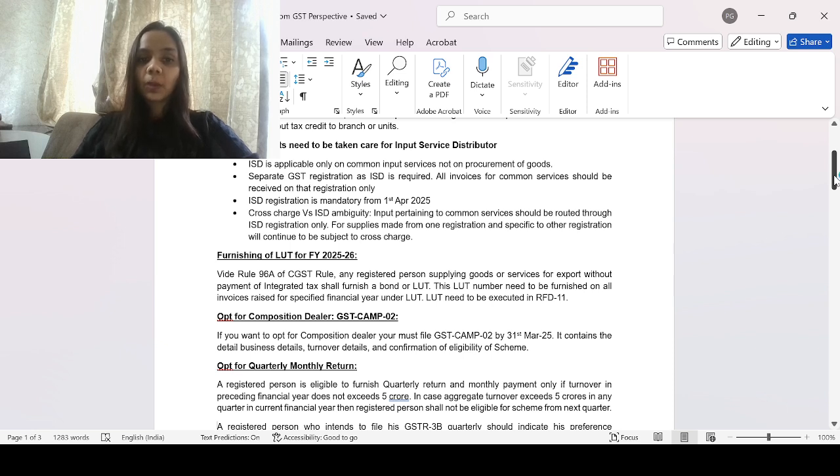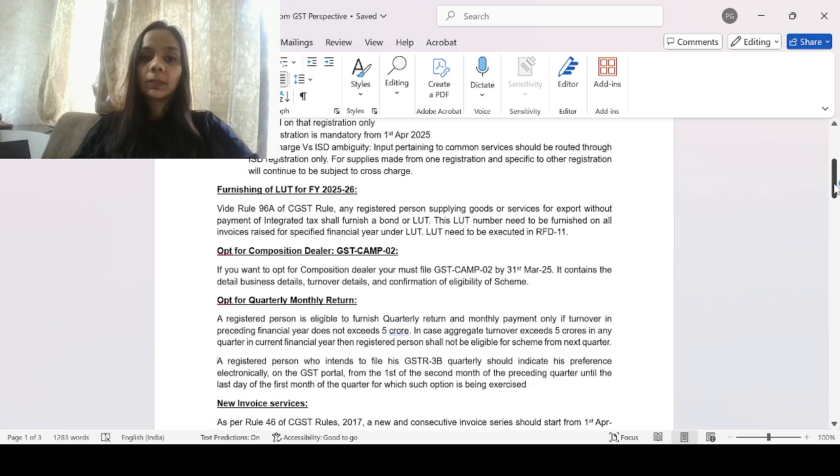Third is opting for the composition scheme. If you want to opt for the composition scheme, you should file GST CMP-02 by 31st March 25. It contains business details, turnover details, and whether you are eligible for that scheme, which are required to be furnished.